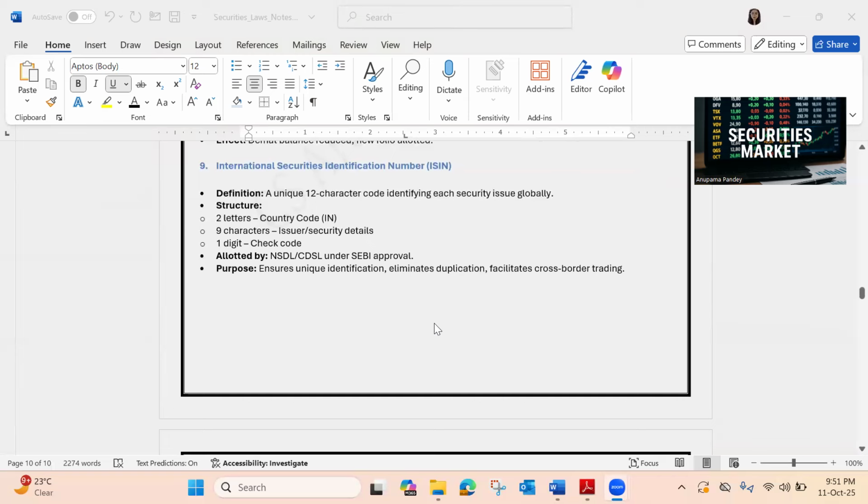Our next topic is ISIN. ISIN is very important from the practical workings as well, if you are going to do your articleship in a listed company. So it is a unique 12-character code for identification of securities which have been issued globally. Structure क्या होता है इसका? 2 letters are the country code. The other 9 characters are the issuer's security details. 1 digit is the check digit, and it is allotted by NSDL and CDSL under SEBI approval. Purpose क्या होता है इसका? To ensure unique identification of securities. It eliminates duplication and facilitates cross-border trading as well.